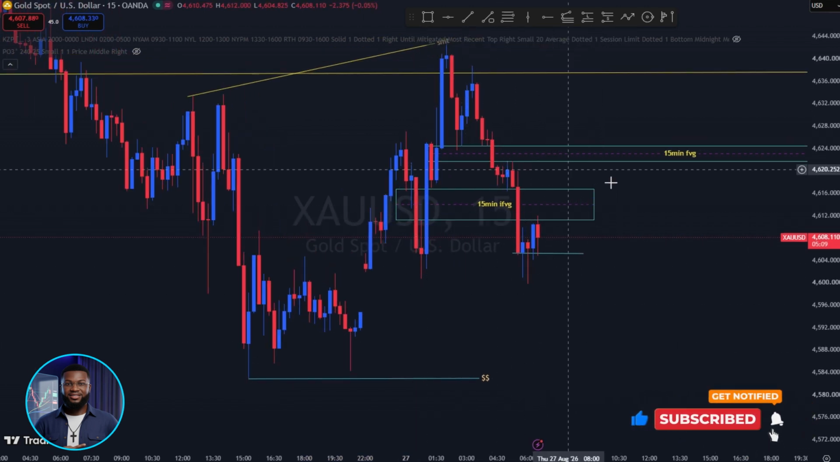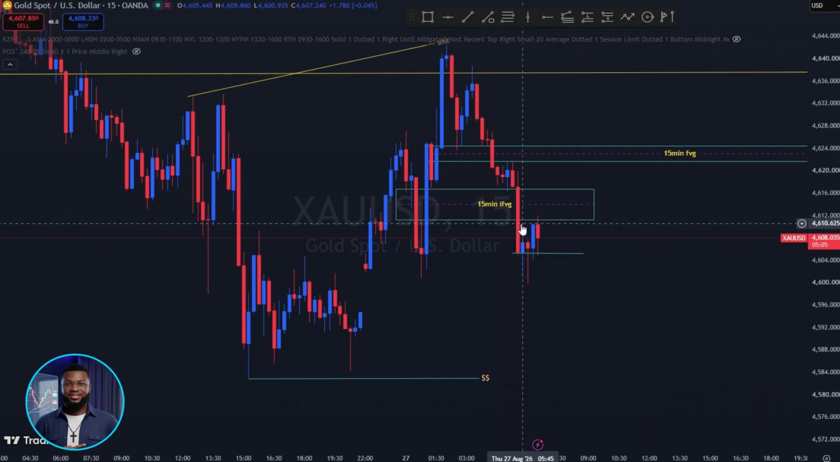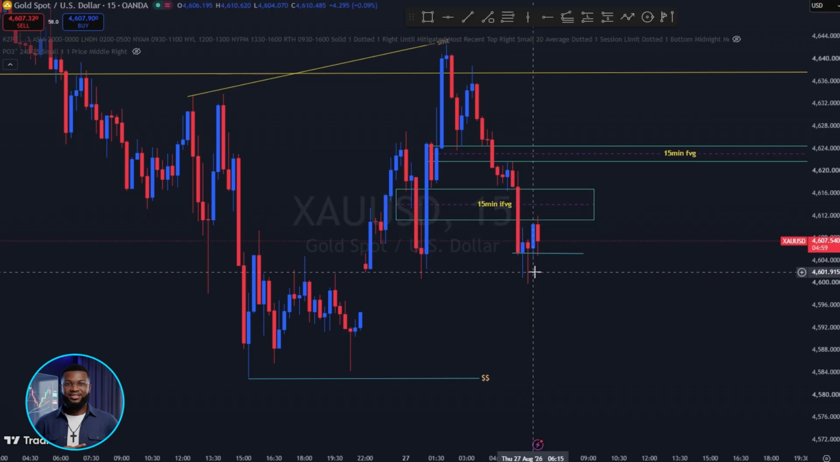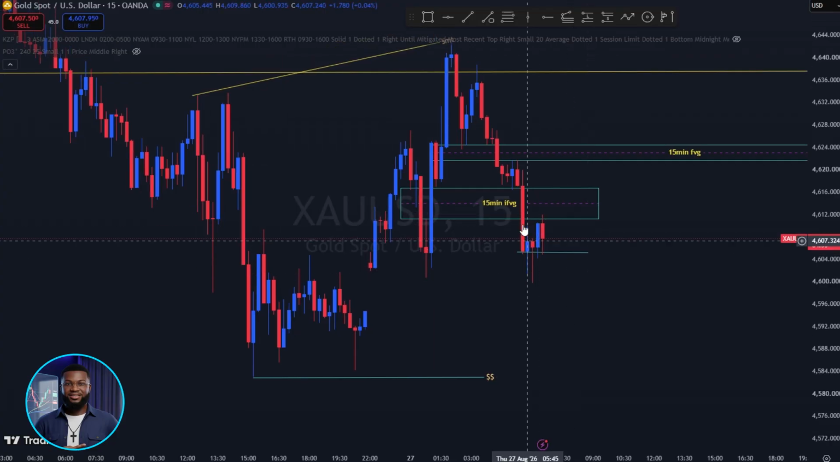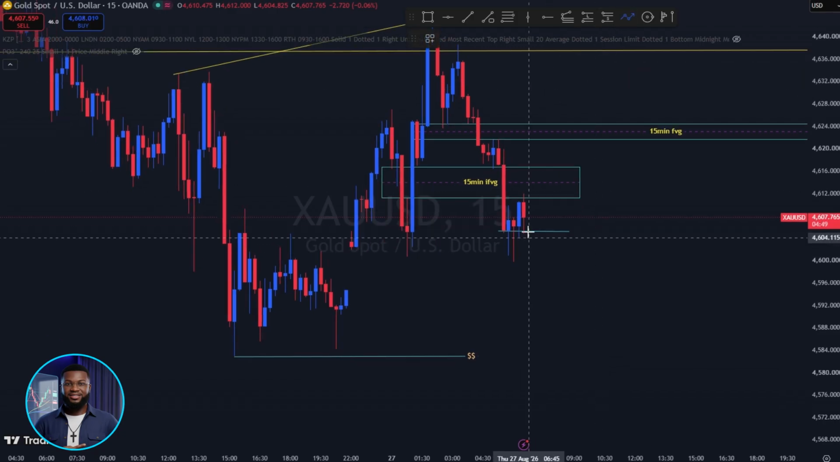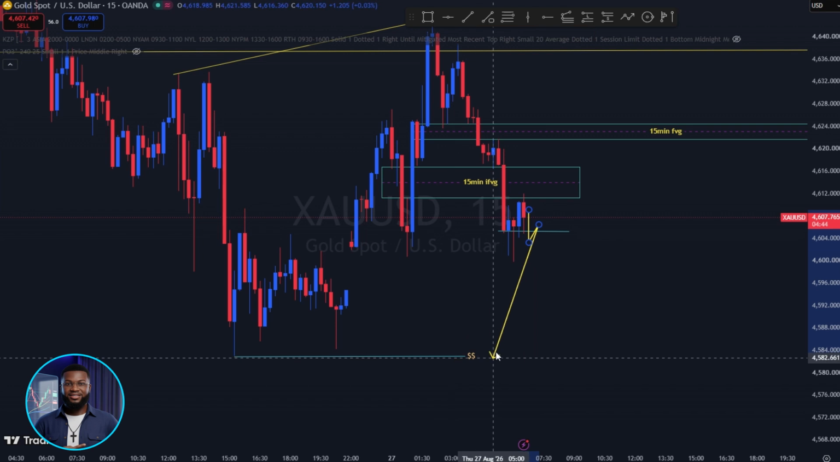Now we can see right here that price also created a 15-minute IFVG. One wonderful thing about an IFVG is that usually when it's being retested, it's a good zone where price can continue from. So price broke it, made a retest, and we're anticipating this move right here to the sell side liquidity. I hope it's clear.